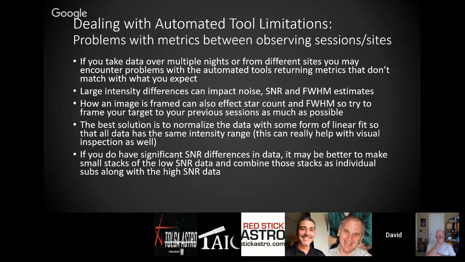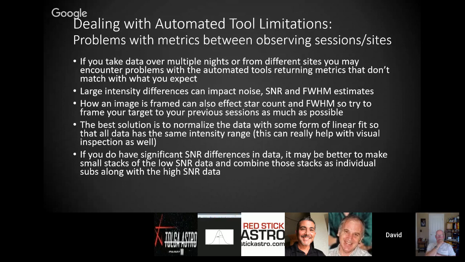So if you have large intensity differences, this can impact the noise, the signal-to-noise ratio, and the full width half maximum estimates. If an image is framed differently, it can affect star count and potentially full width half maximum because it's using all the stars in the image. If you suddenly shift the image a little bit, now you've got a big whopping star in there that's being counted. That may really change the picture, right? Or a whole bunch of stars that weren't in the frame before, right? So those sorts of things can shift the results that you get, right?